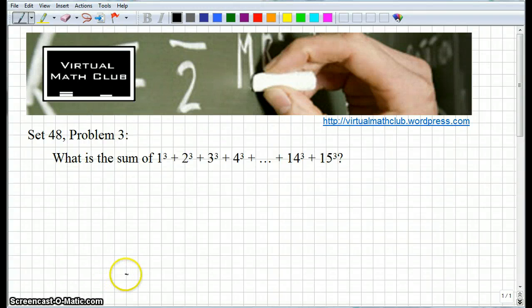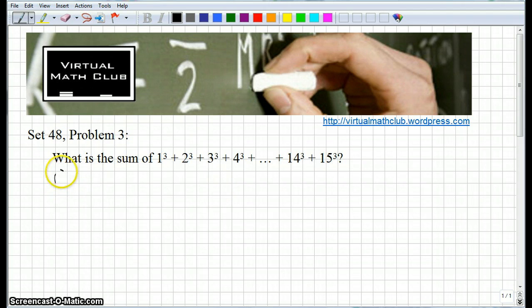Alright, in problem number 3, we're asked to find the sum of these cubes from 1 cubed all the way up to 15 cubed. Now, you could probably do that on a calculator, but I told you not to use calculators. It wouldn't be tough, but it would be tedious to cube all of these numbers and add them up. You could do it. It would take some time. But in order to make this simpler, let's look for a pattern, okay?